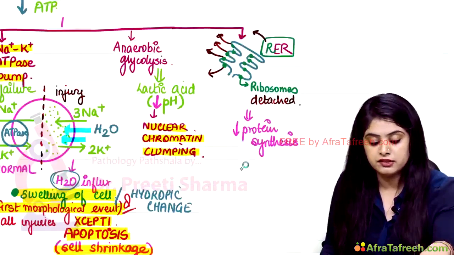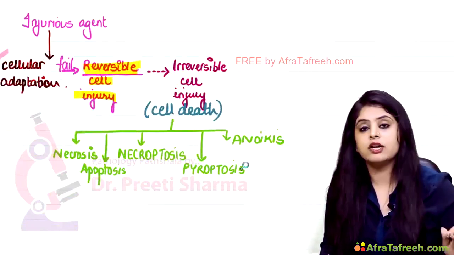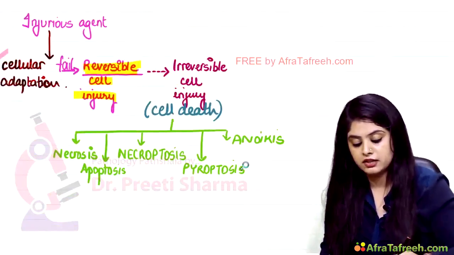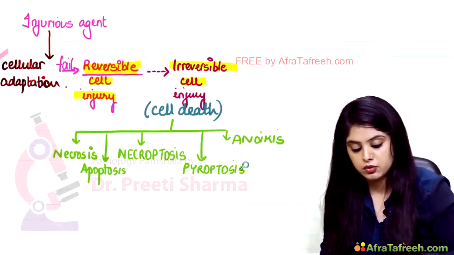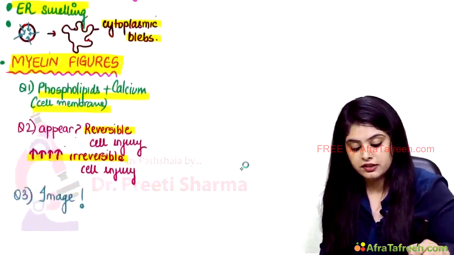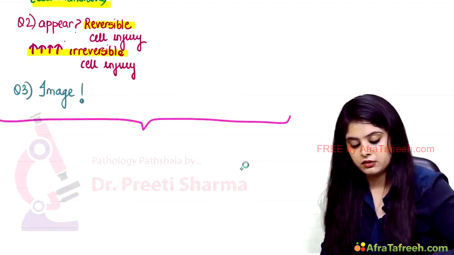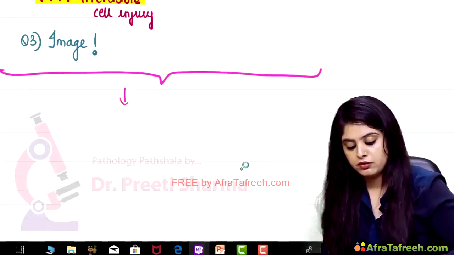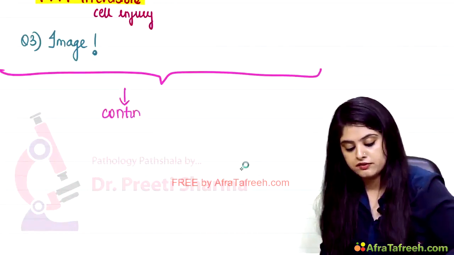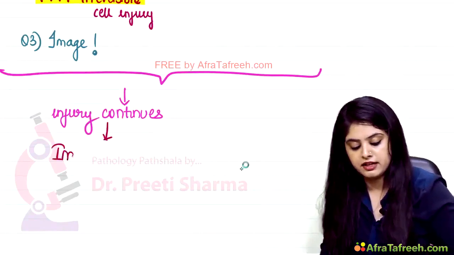As I told you, we had discussed the main flowchart, that when reversible cell injury continues, we are now going to enter into irreversible cell injury, right? So now let's see what is going to happen. From the same flowchart, if the injury continues, what am I entering into? Now I can safely say that I have gone into irreversible cell injury.